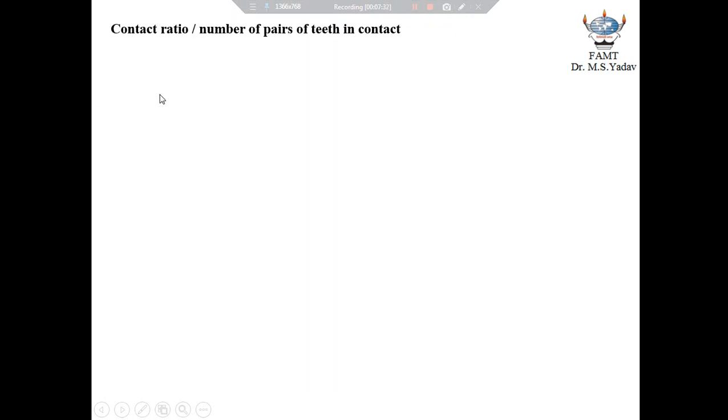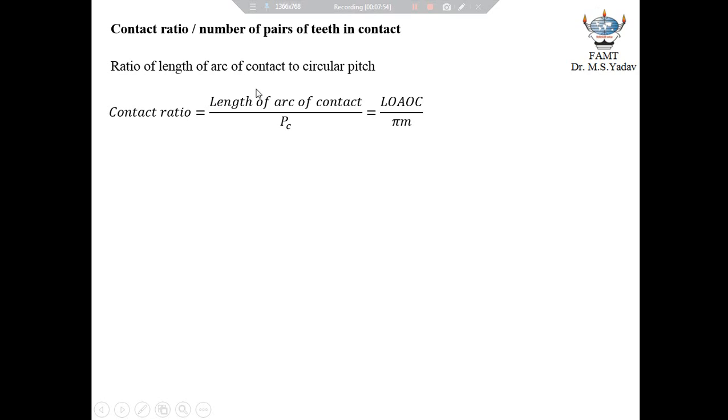Finally, let's define one more term, and that is contact ratio. It is also called the number of pairs of teeth in contact. Contact ratio is defined as ratio of length of arc of contact to the circular pitch. So it is equal to length of arc of contact upon pc. We know circular pitch is equal to pi into m. So contact ratio will be written as length of arc of contact upon pi m.